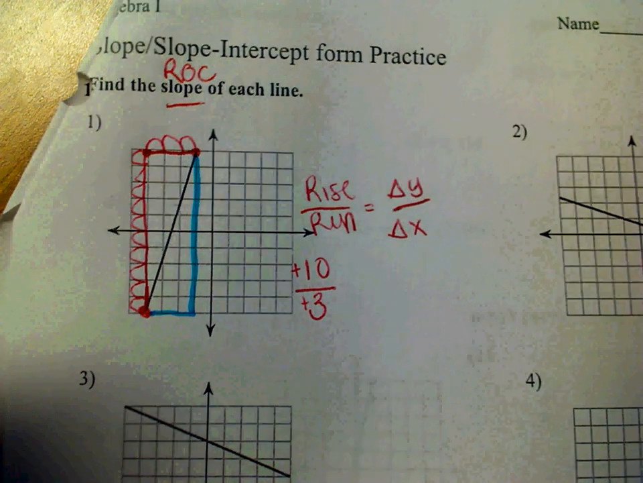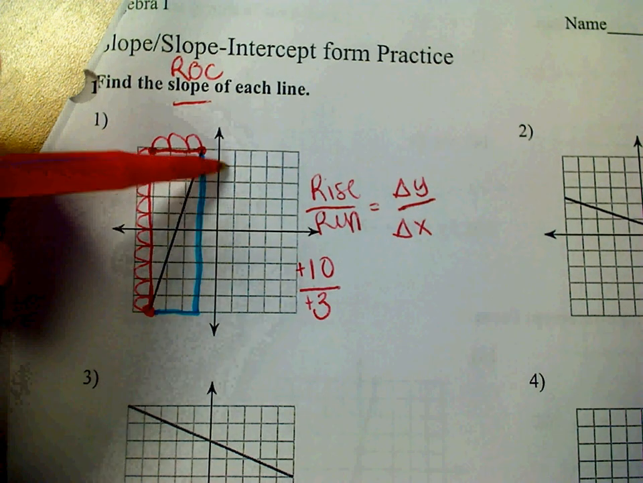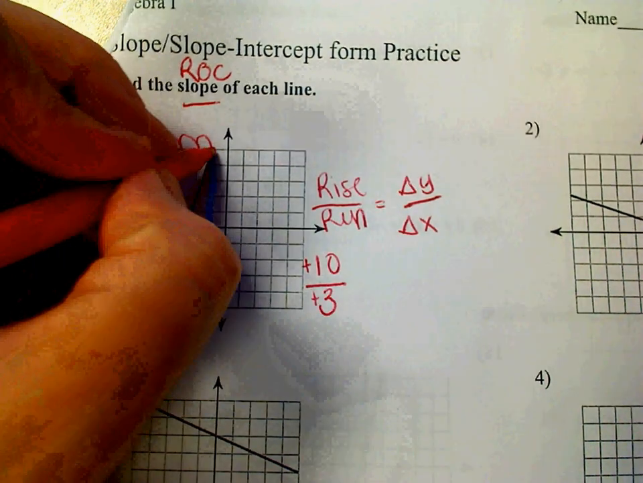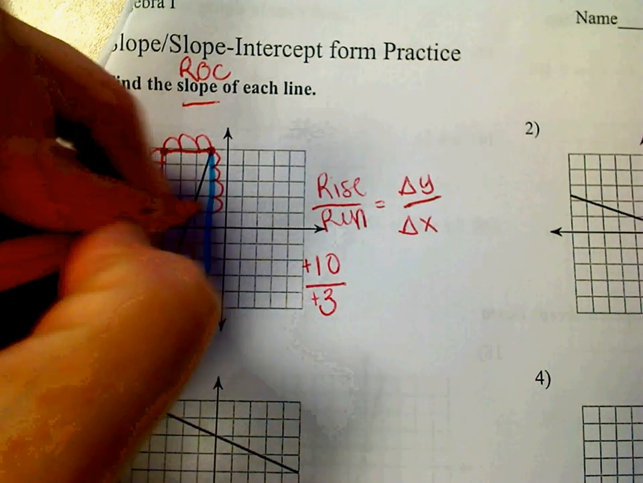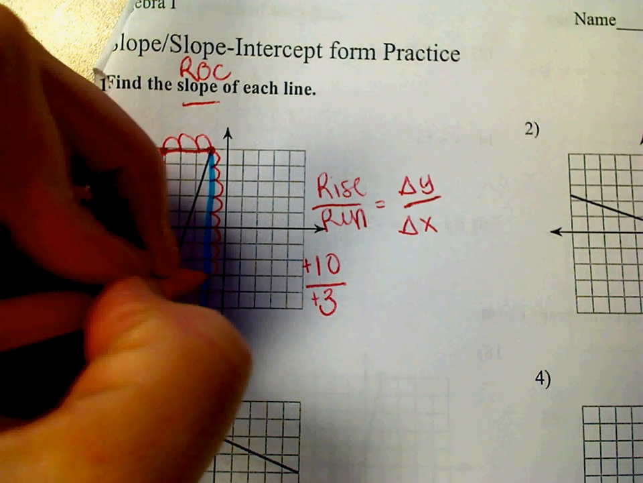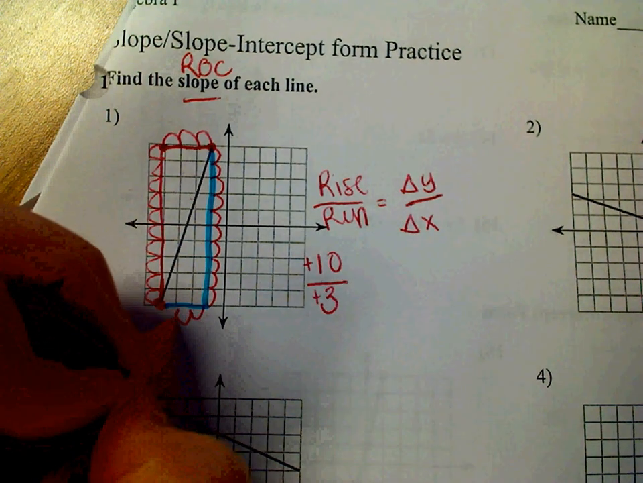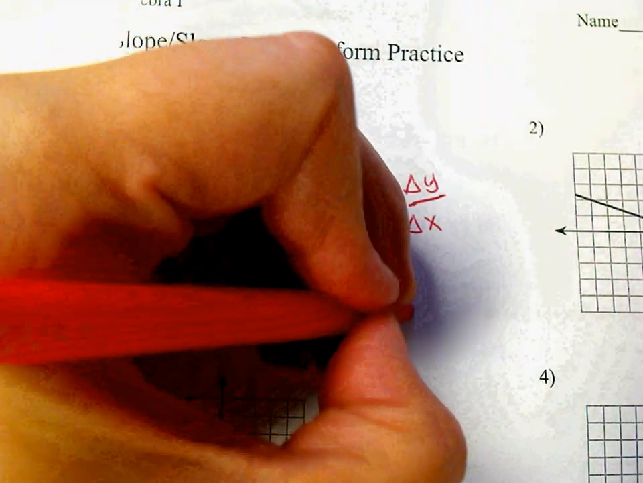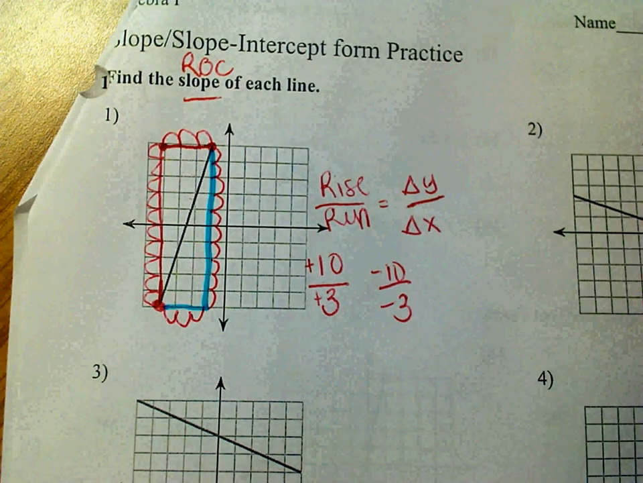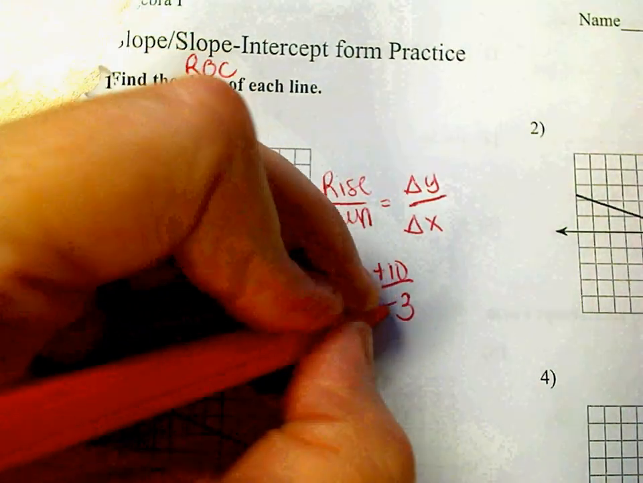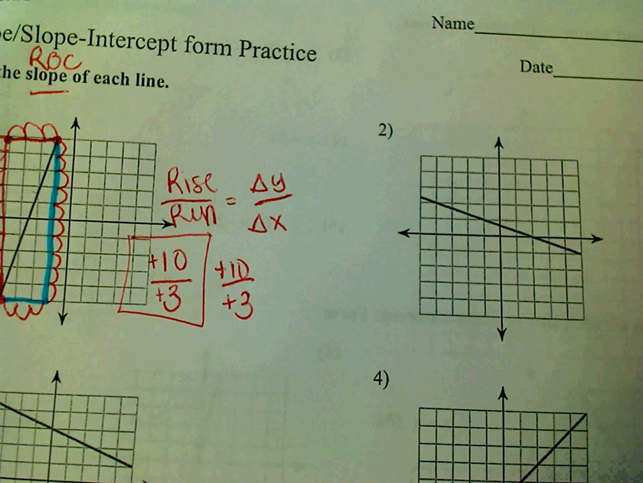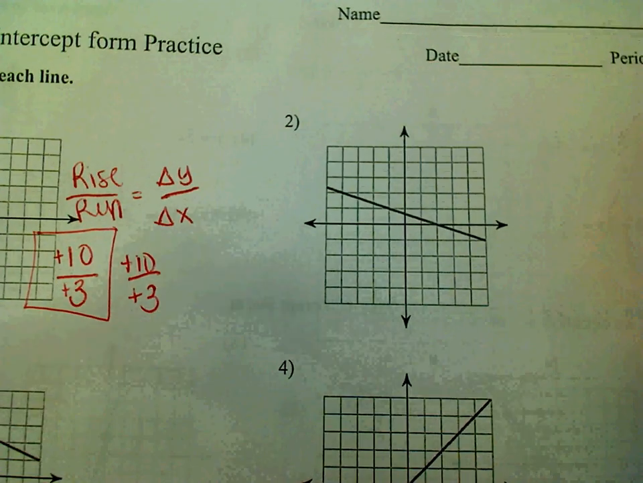Now if you use the blue triangle, you would have started by going down, but I'm going to show you that it works out to be the same. You would have started by going down 10 and then left 3. So down 10 is negative 10, and then left 3 is negative 3. But when you have a negative on the top and the bottom of a fraction, they become positive. So it's still 10 over 3, which is your rate of change, or your slope. 10 over 3.